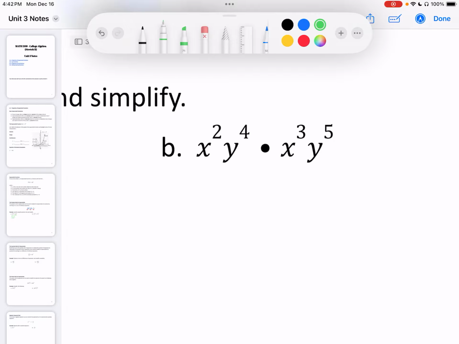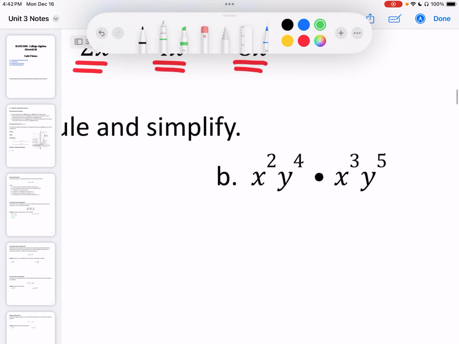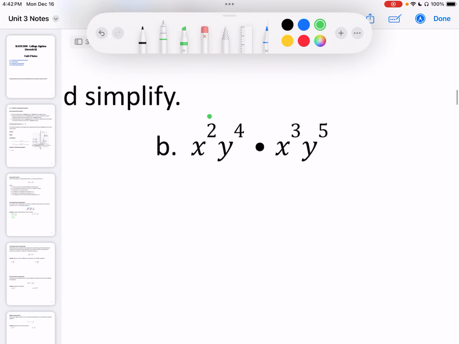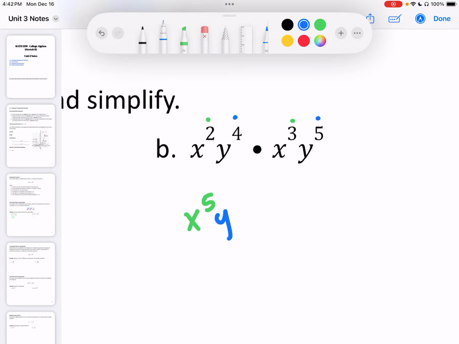Now, the same thing applies if you have multiple variables. You're going to combine like variables. So in this case, we want to combine the 2 and the 3, and we want to combine the 4 and the 5. Okay, so we're going to have x to the fifth times y to the ninth. Okay, and that would be your final answer. There's nothing else you can do.